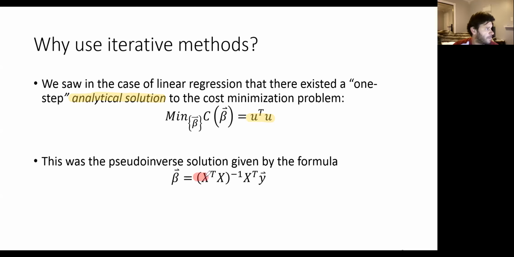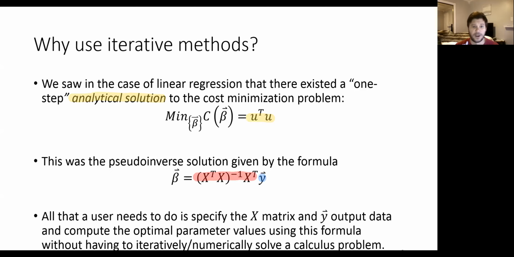So that pseudo-inverse matrix was this matrix in red here, X transpose X inverse times X transpose. And all we had to do was essentially take that X matrix after specifying what it was, plug it into this formula here, multiply it by our Y vector, and then boom, we were able to recover the parameter estimates that minimize that cost function in one step. So all the user had to really do here was describe the model, specify the X matrix and the Y output data in order to retrieve these parameter estimates. Even if the user didn't know any calculus and didn't know how they got the solution, they could still just plug in the values of the X matrix and the Y vector.